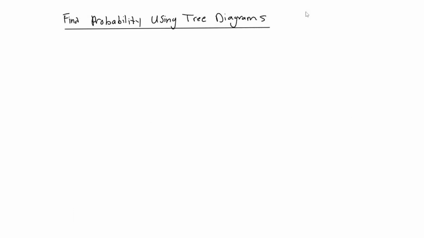In this video, we're going to be looking at how we can find probability using tree diagrams. Now, what exactly are tree diagrams? A tree diagram is a diagram that basically enables us to visualize and see our probability space, and it helps us create our sample space. So let's get into it with a question.